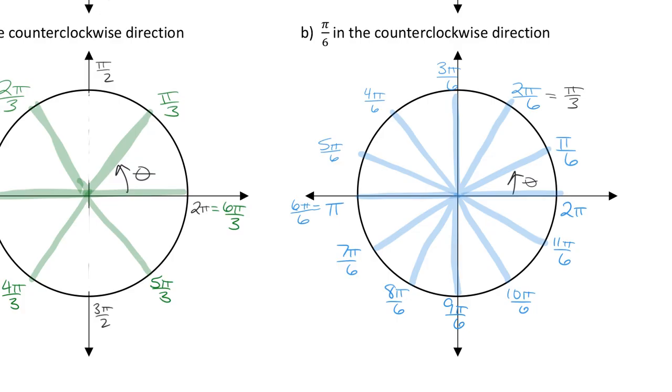If we keep reducing these numbers all the way around, 4 pi over 6 becomes 2 pi over 3. Same spot as our pi over 3. We've already done 6 pi over 6, which is pi. 8 pi over 6 becomes 4 pi over 3. Again, one of my green lines. 9 pi over 6 becomes 3 pi over 2, which is what we started with in that first example. 10 pi over 6 becomes 5 pi over 3, a green line. And then 2 pi, which we could also write as 12 pi over 6.